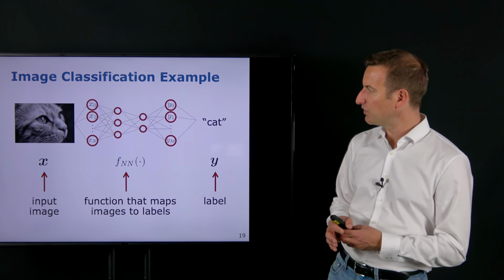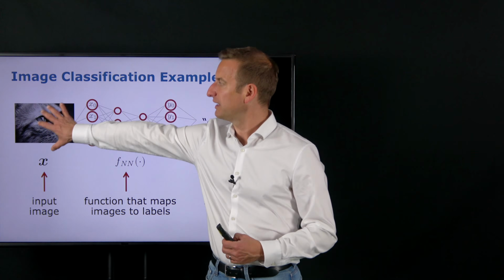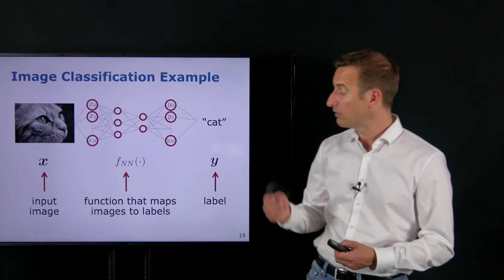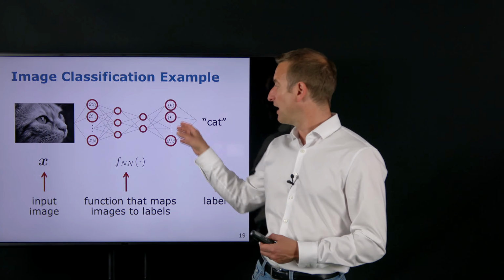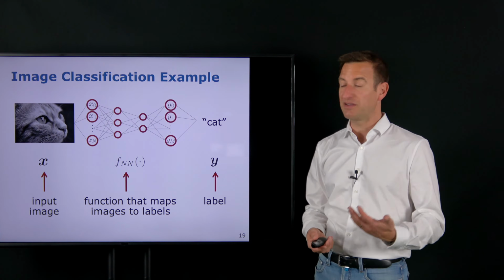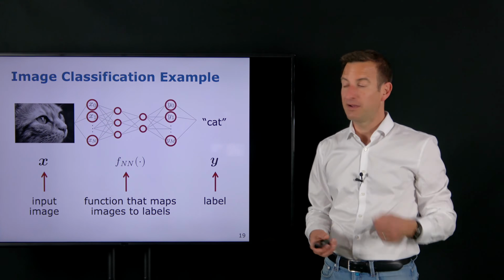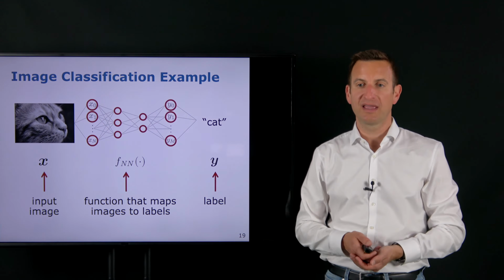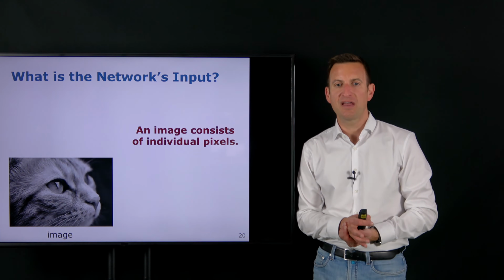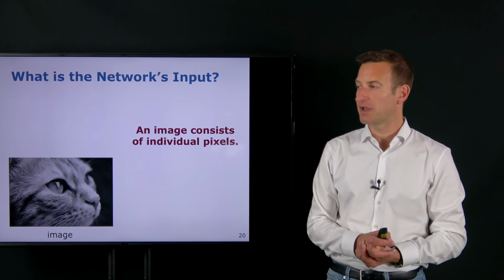And what I now want to do is explain how we can actually take the input image and turn it into the input layer of the neural network, and how we can extract what the network actually thinks it did with this output layer, leading to something which we then call cat, for example. So let's start with the input and try to understand how the input of this neural network actually looks like.